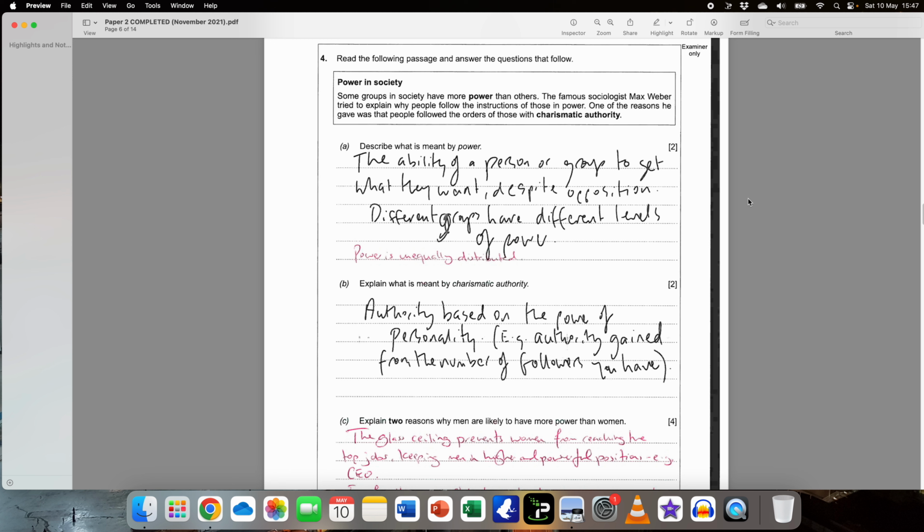So you can say, as a second point, different groups have different levels of power, or you can say, much more simply, power is unequally distributed. People don't have the same level of power.